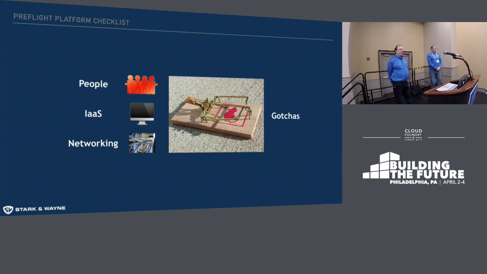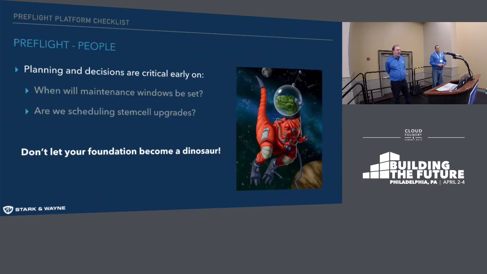So actually, why people first? The first draft we wrote of this talk, we had IaaS and networking first, because that's kind of the obvious thing. But in real life, you're going to be talking to the people on your team and making these decisions. And that's actually where we're going to start our story. So you need to set expectations early on.